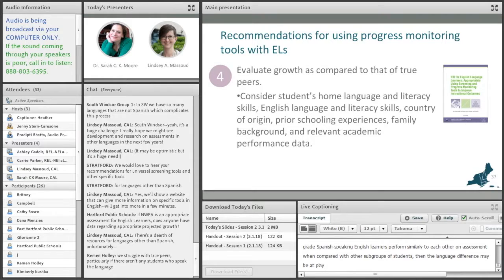But if you have one student who performs much lower than those true peers, we would call them, then there may be something else at play for that student. And so again, looking at a real wide range of data for determining why that student scored lower than true peers is a way of getting a sense of what's really going on there.